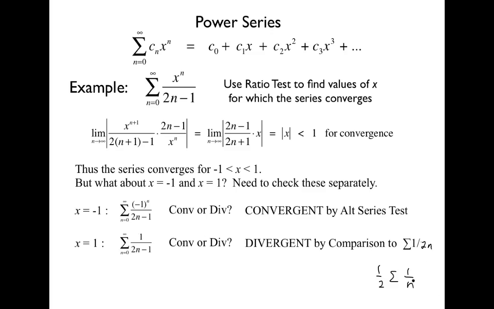Would it be proper to say a constant does not change whether a series diverges or not? Yes, or converges, right? If a series converges and you multiply by a constant, it will still converge. If it's divergent and you multiply by a constant, it will still diverge. Whether it's convergent or divergent, multiplying by a constant will keep the same result.